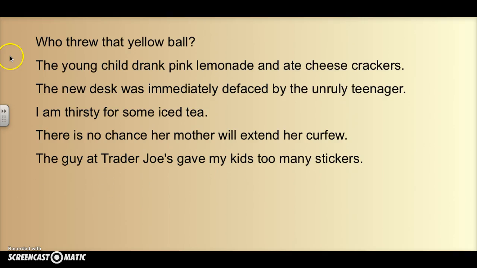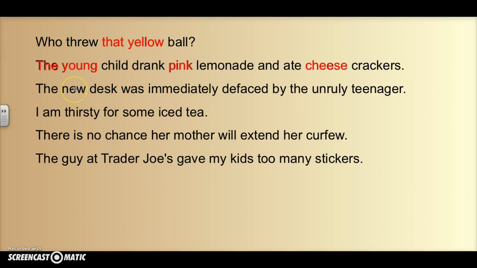Okay, first sentence, who threw that yellow ball? That and yellow both modify ball. Second one, the young child drank pink lemonade and ate cheese crackers. The and young modify child, pink modifies lemonade, and cheese modifies crackers. I want to point out again, cheese right here is normally a noun, but it's modifying crackers. Pink is also possibly a noun because it's a color. So I like the color pink. In that case, it would be a noun, but here it is acting as an adjective.